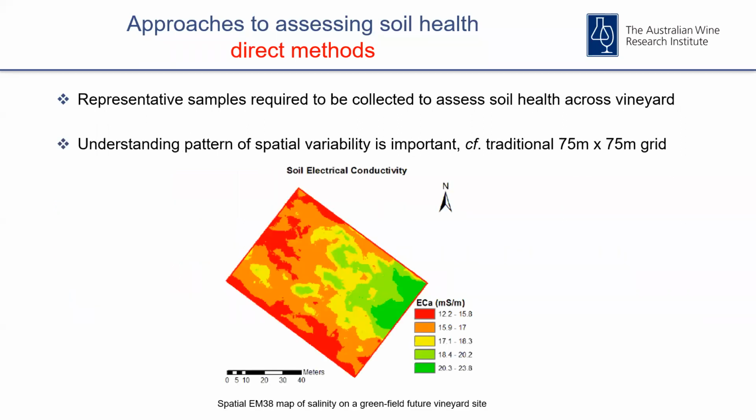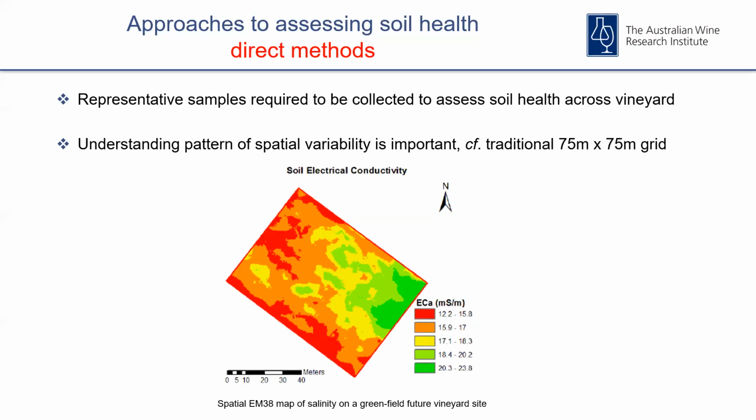When we're looking at assessing soil in a vineyard and the soil health properties, we can't take all the soil from that vineyard and submit it to the laboratory and get a result. We're taking representative samples across that vineyard that reflect what we're actually seeing in the vineyard. So it's important to understand those sampling issues.